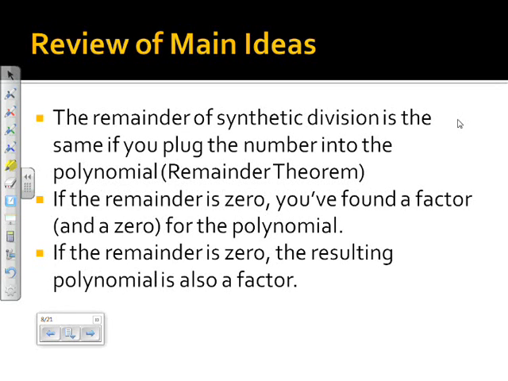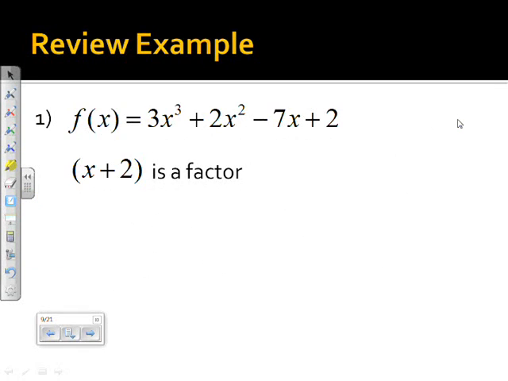Third thing is, if the remainder is 0, not only have you found the 0, but you've also found a factor, and you found the other factor. So what do I mean by this? Let's work this out with the following example. So go ahead and write this down as our first problem. You might want to pause the podcast to do that.